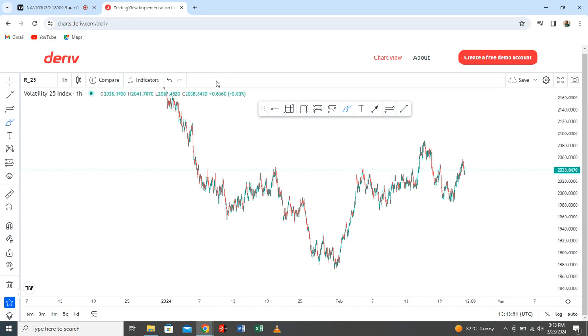How I normally analyze a volatility index is to start my analysis on the 1 hour time frame. Remember, when I do currency pairs, I normally start my analysis on the 4 hour or daily time frame. But for these ones, I start on my 1 hour time frame. So what do I use the 1 hour time frame for? To look at the direction of the price.